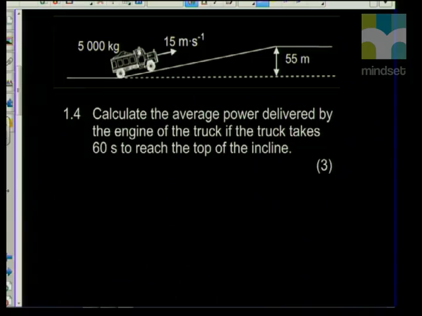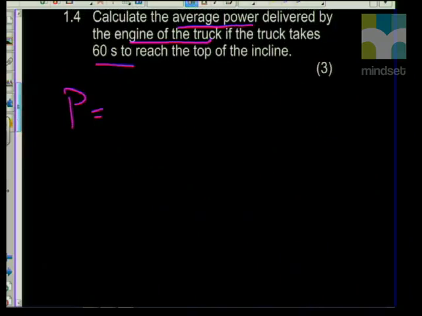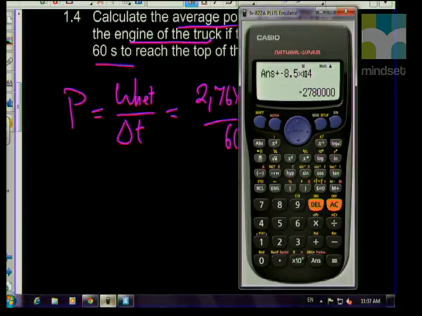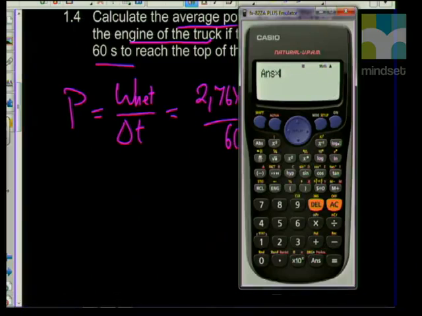It then says to us, calculate the average power delivered by the engine of the truck if the truck takes 60 seconds to reach the top of the incline. So power is equal to the work done, and it was average because it was net, over the time. And so all we're going to do is substitute that value, 2,67 times 10 to the 6, and divide that by the 60 seconds. So if we get our calculator out, let's just make sure that we multiply that by -1, so we get the right value, and we're going to then divide it by 60.